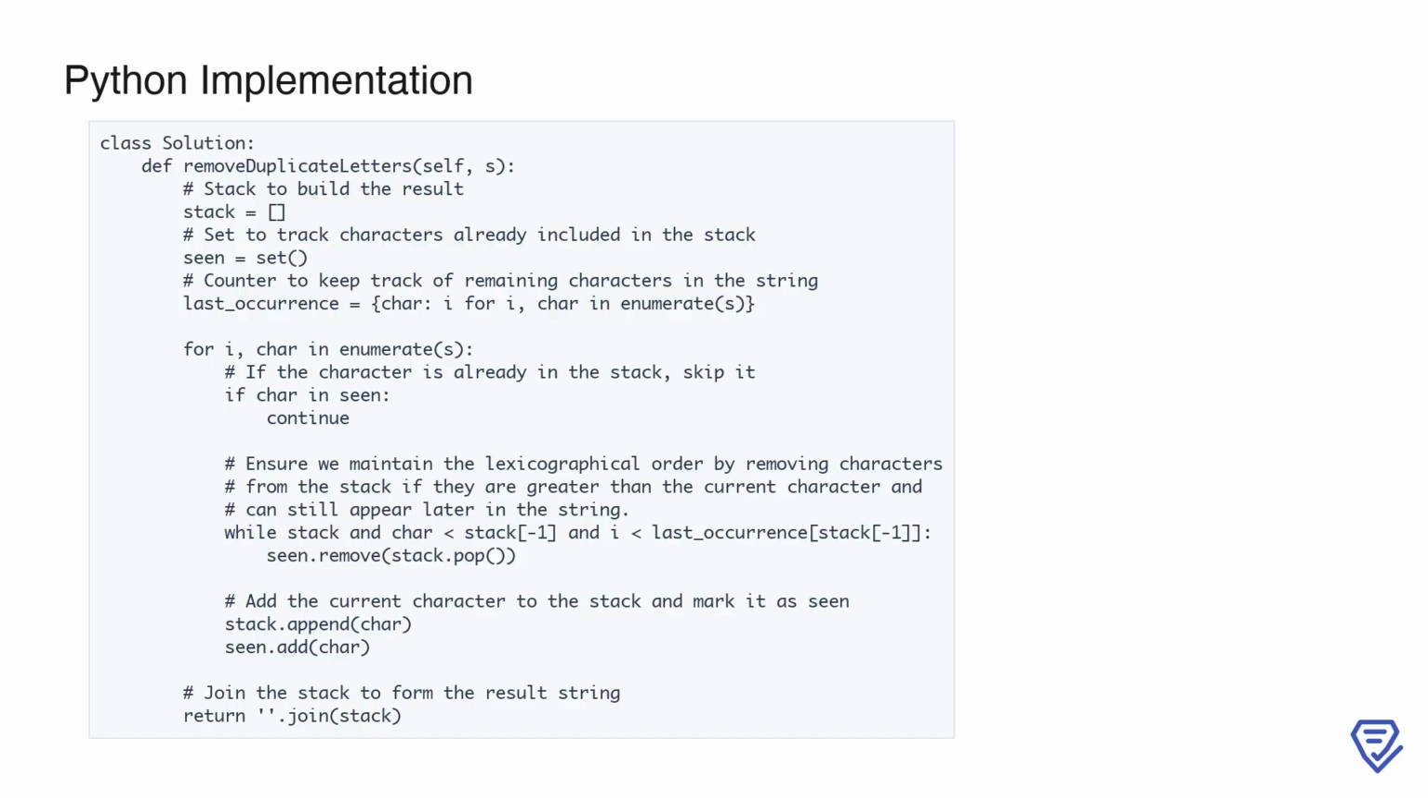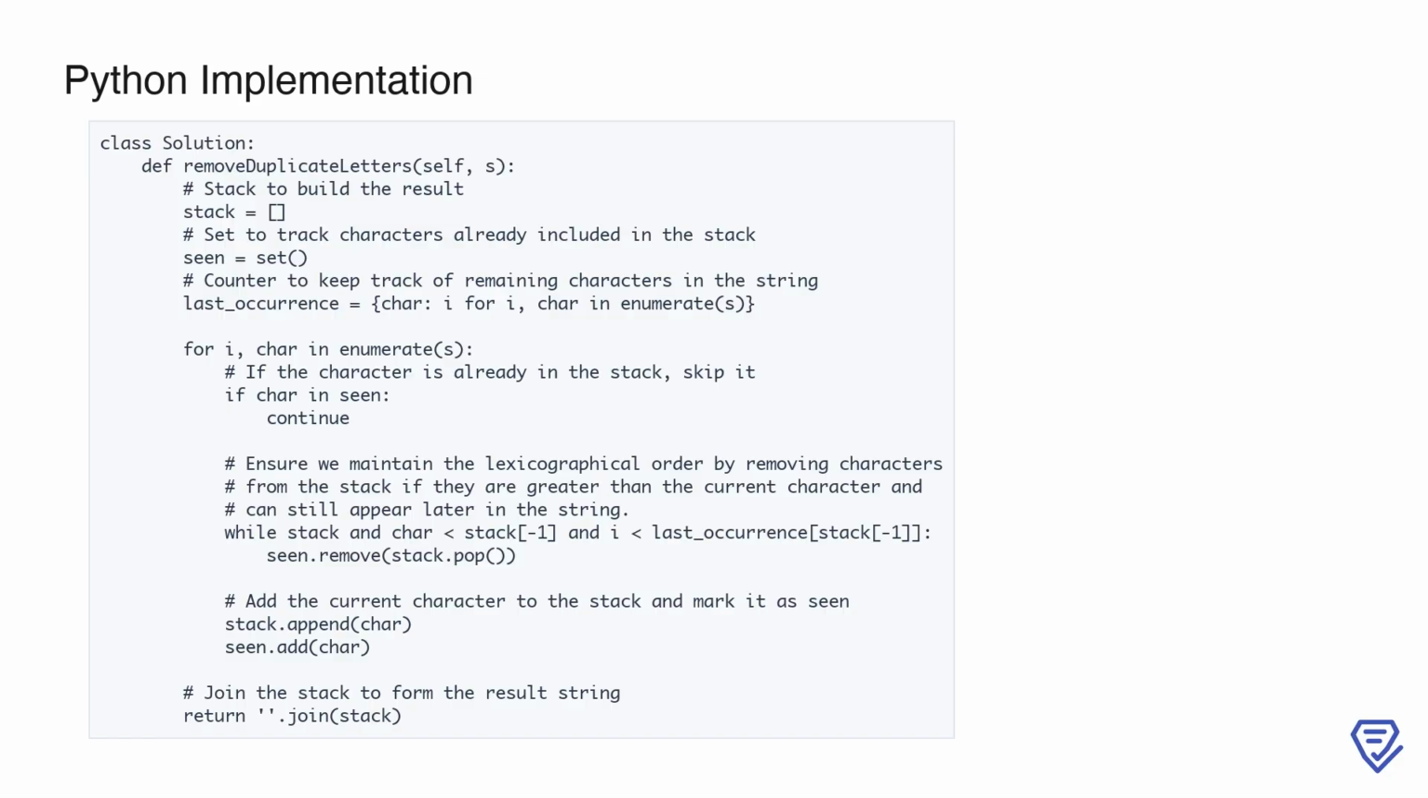The provided solution implements an efficient algorithm to solve the remove duplicate letters problem using a greedy approach with the help of a stack. First, we initialize a stack to build the result and a set, seen, to track which characters are already included in the stack. We also compute a dictionary last_occurrence that maps each character to its last index in the string. The algorithm iterates through the string using a for loop. For each character, we first check whether it is already in the stack, tracked by the seen set. If it is, we skip the current character since we do not want duplicates.